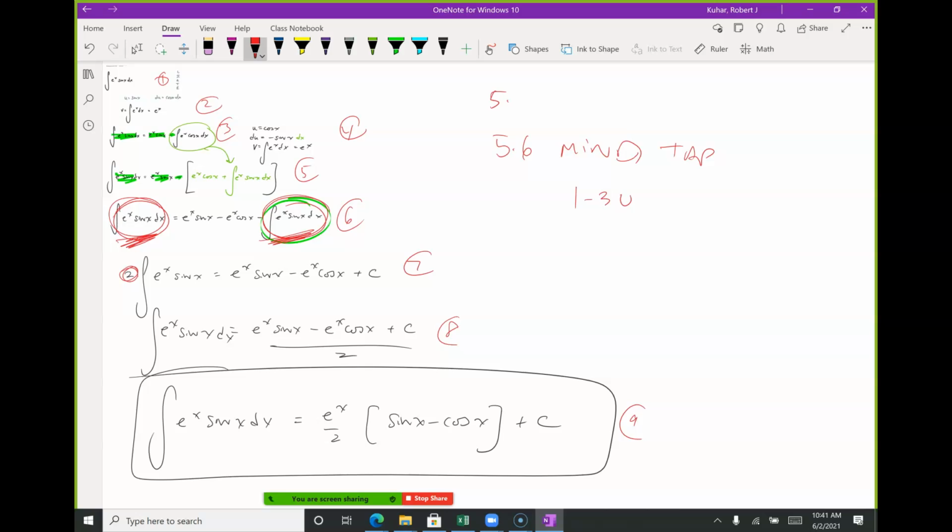Does anybody have written down what I said for 5-5 for MindTap? I think it was 1 through 57. Yes, thank you. And this is homework 001. This is homework 002. In WebAssign, right?